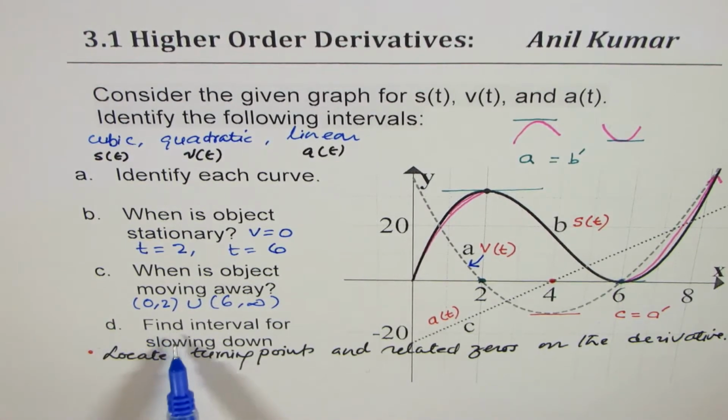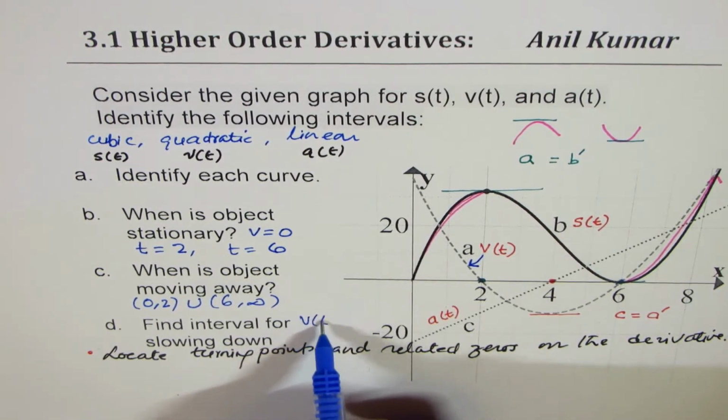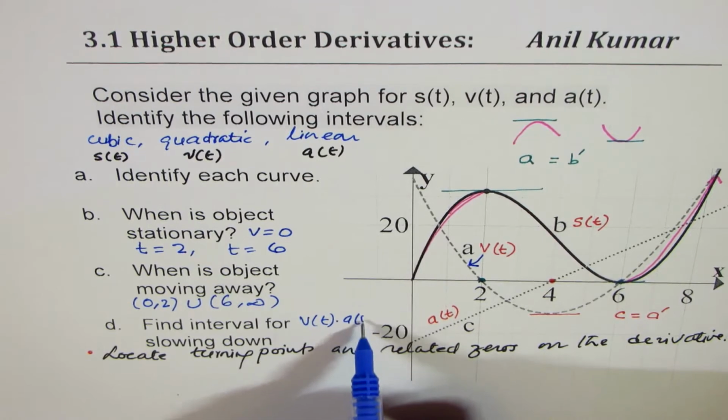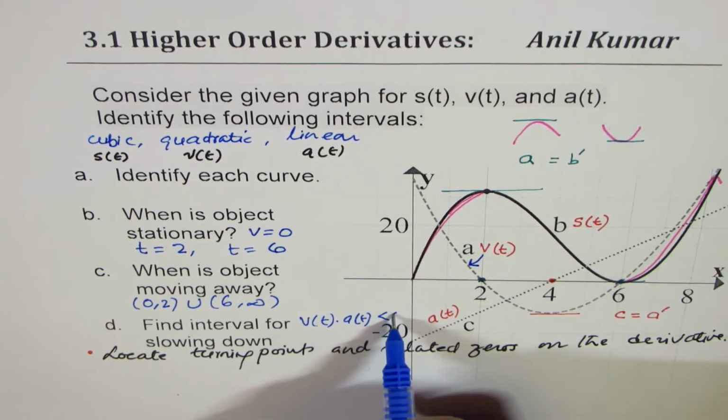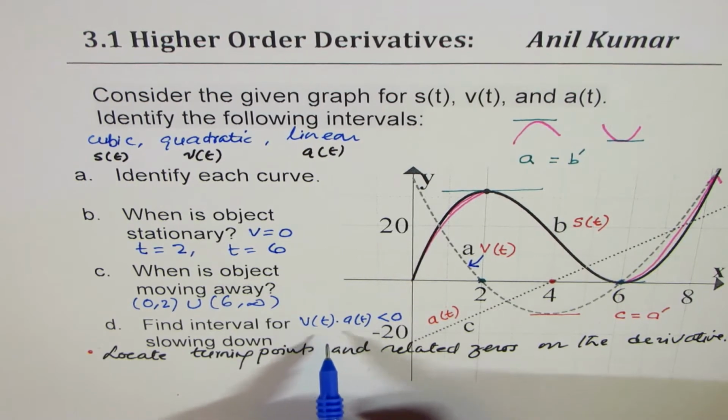D. Find the interval for slowing down. Now this is very critical. When will the object slow down? The condition for slowing down is that the product of velocity and acceleration should be less than 0, negative. That means opposite signs. Do you see that?